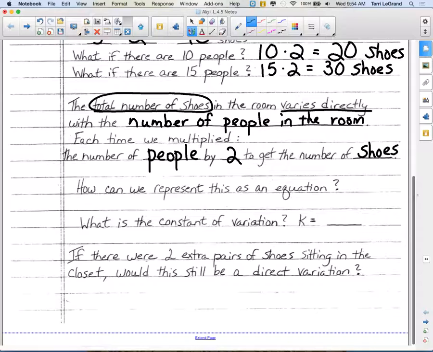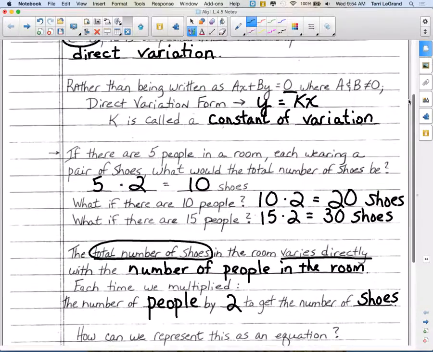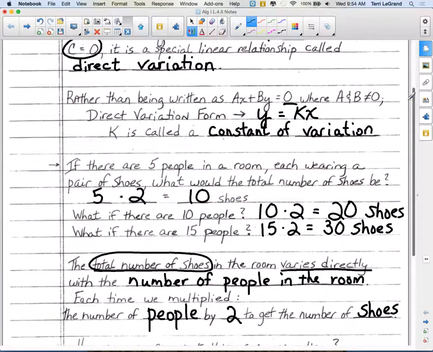Let's go up here where it said, K is called a constant of variation. So in other words, the constant, the thing that never changes, is the 2. Every person wears 2 shoes. Well, typically they do. Every person should have on 2 shoes. So the 2 is the constant of variation.